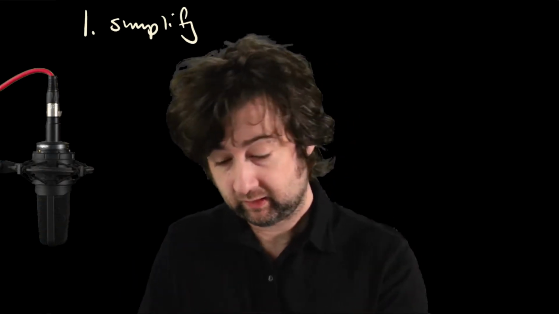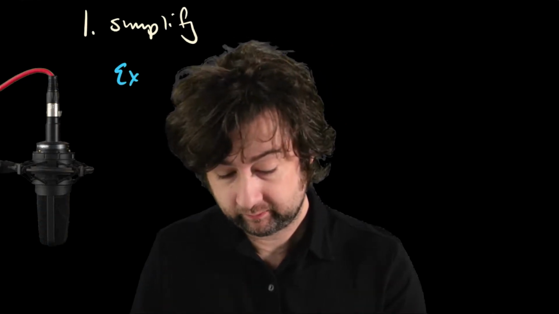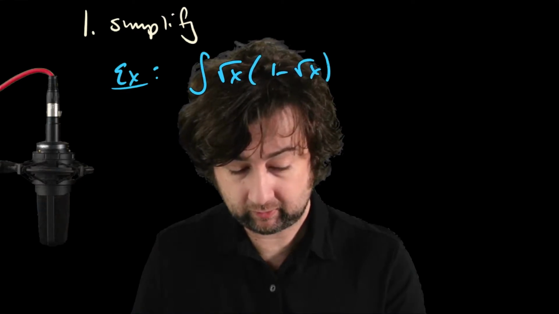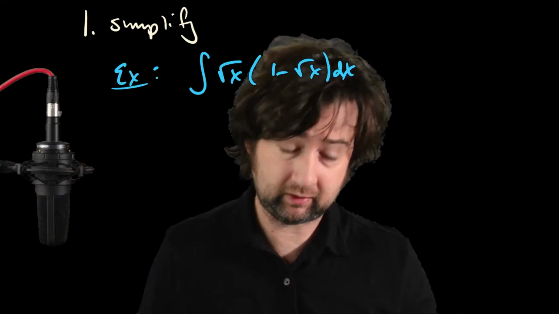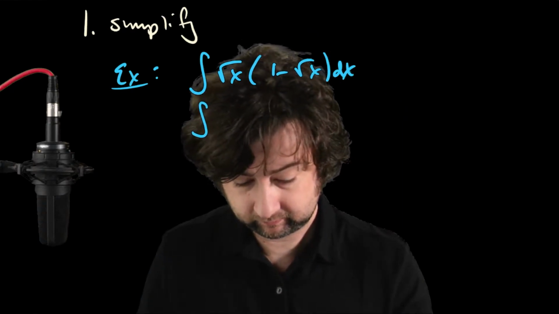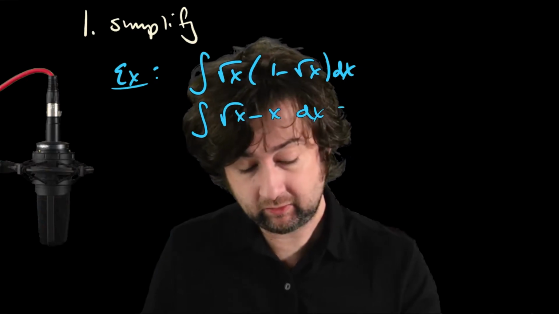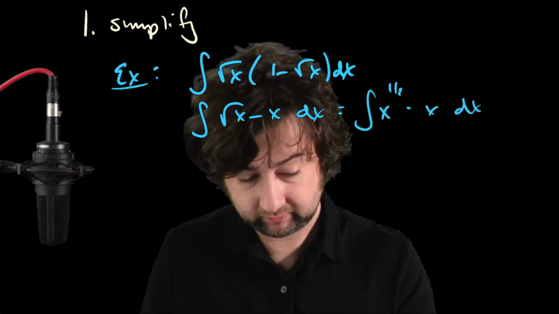Step 1 was to simplify if possible. As examples of the sort of things that become easy when you simplify, consider the integral of the square root of x times 1 minus the square root of x. It's obvious here that what you should do is distribute the root x into the integral. And then you can just use the power rule, x to the 1/2 minus x dx.